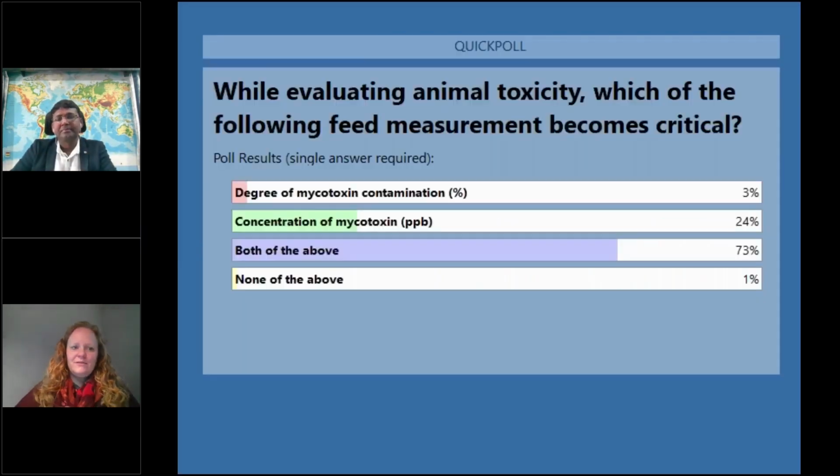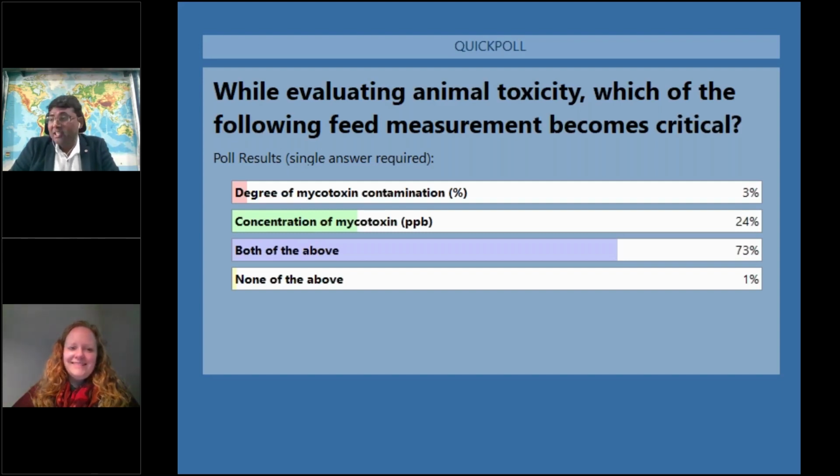Here we go, Dr. Swamy. 73% thought it was both of the above. Can you recall the question, because I can't see it? The question was, while evaluating animal toxicity, which of the following feed measurements becomes critical? Is it the degree of mycotoxin contamination, the concentration, or both of the above, or none of the above? And actually, by far, most people chose both degree and concentration.